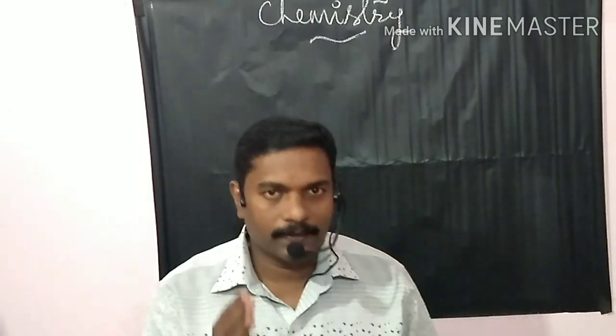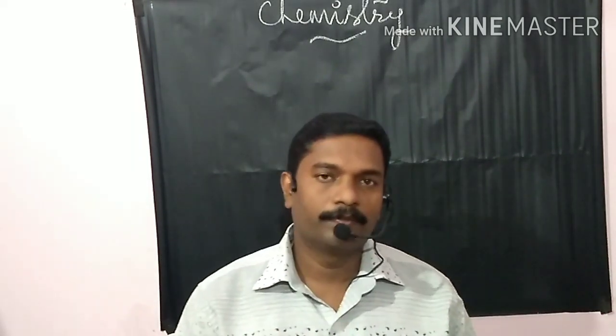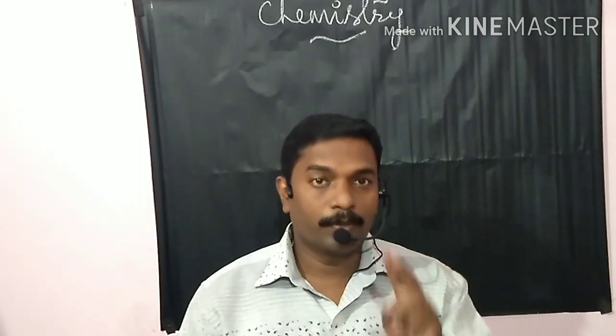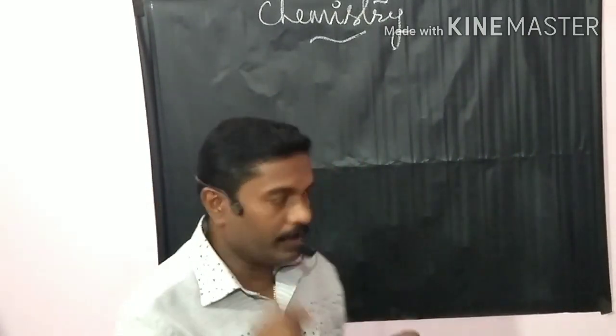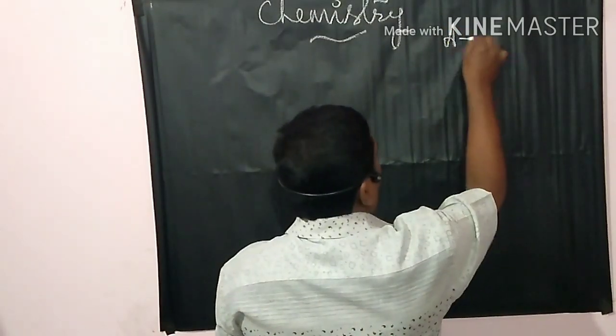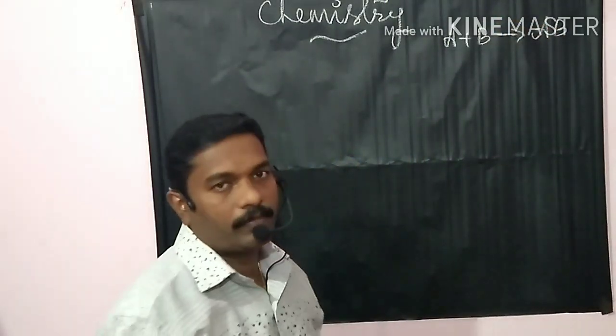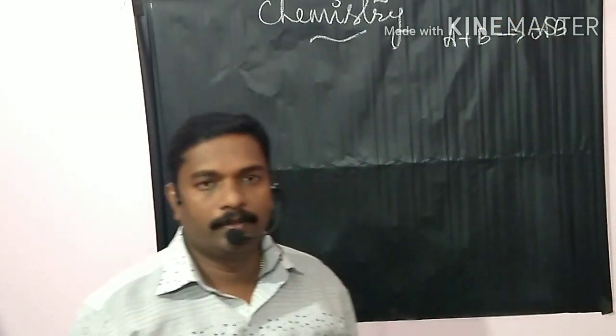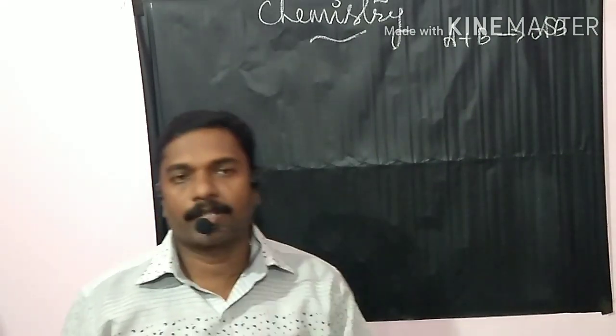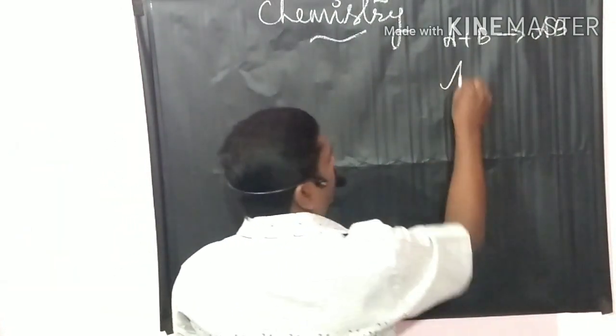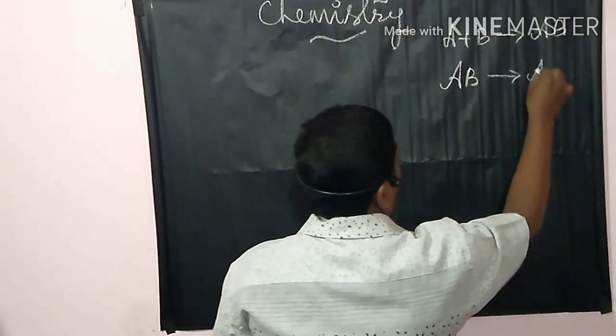In the last classes, we were discussing two types of chemical reactions. Can you say which are they? Yes. First one is combination reaction, and as we know, it is a type of A plus B gives AB. And second one is decomposition reaction. It is AB gives A plus B.